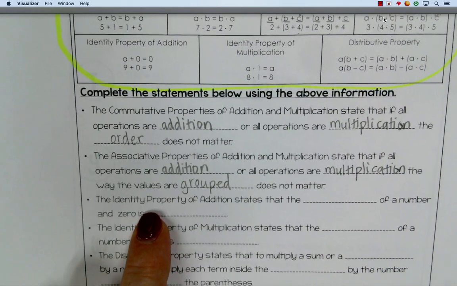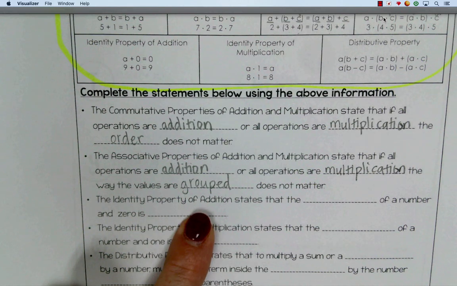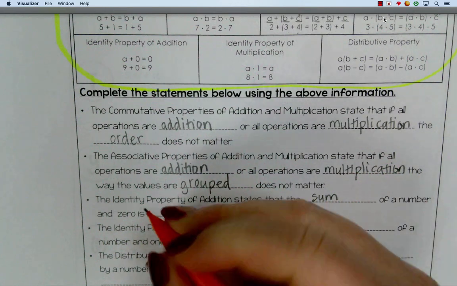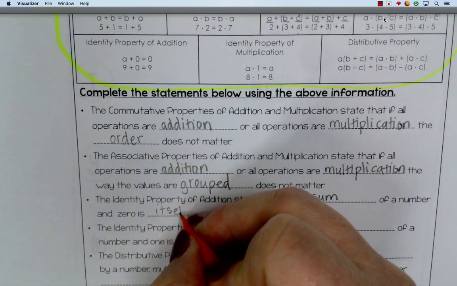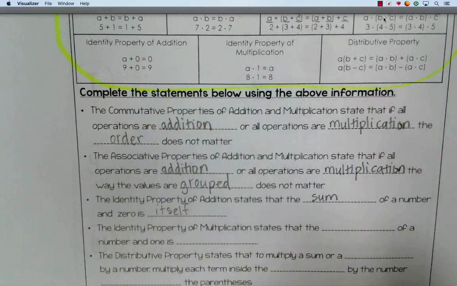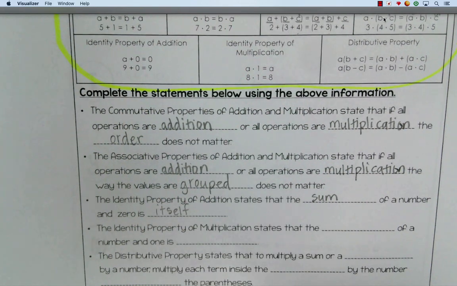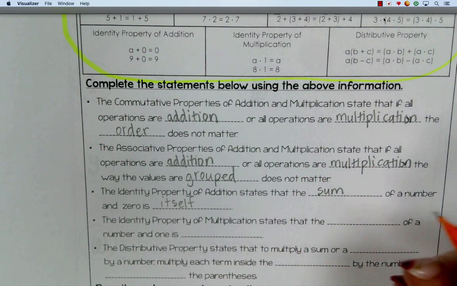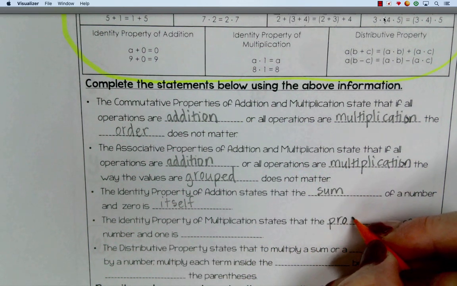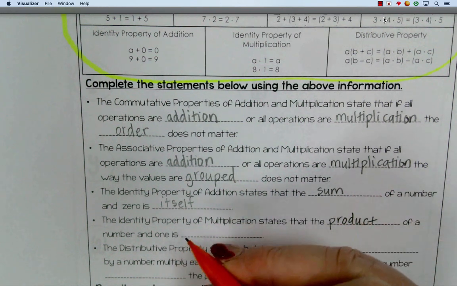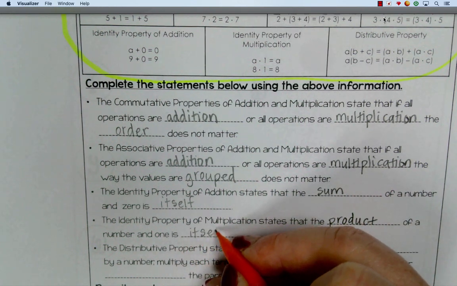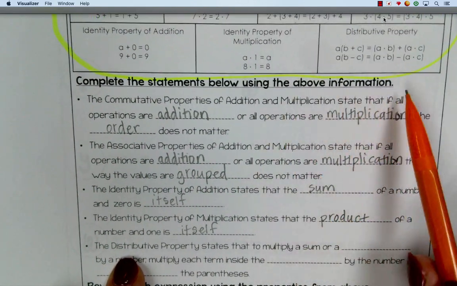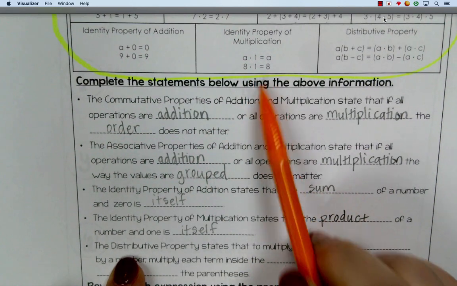The identity property of addition states that the sum of a number and 0 is itself. So over here, 9 plus 0 is 9. And the identity property of multiplication states that the product of a number and 1 is itself. So anything times 1 is itself.